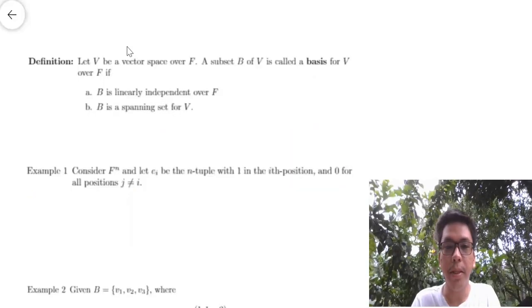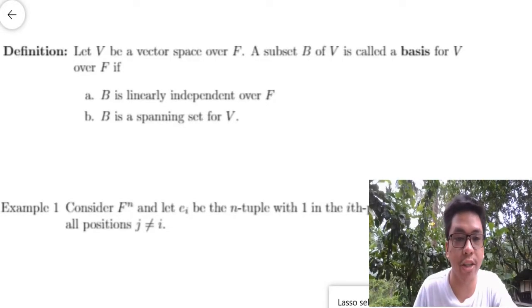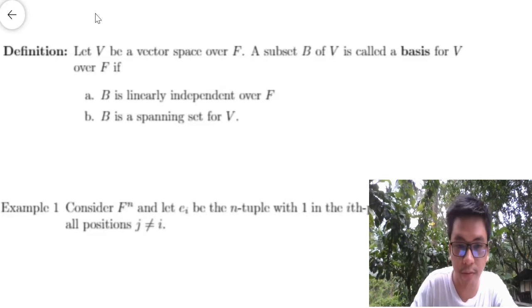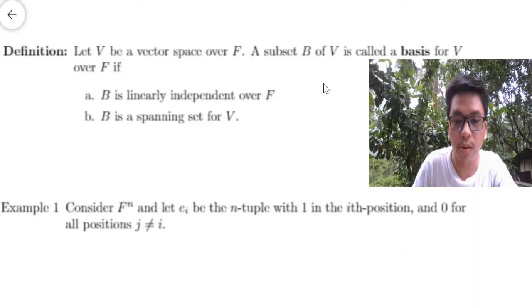So today, we will be talking about the basis of a vector space. Okay, so let's start with the definition. Given that V is a vector space over a field F, a subset B of V is called a basis for V if, number one, it is linearly independent over F, and number two, it is a spanning set for V.